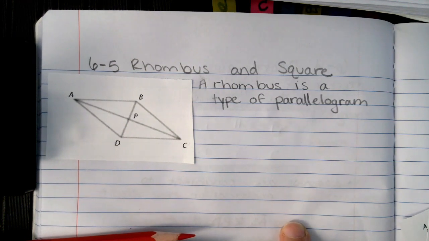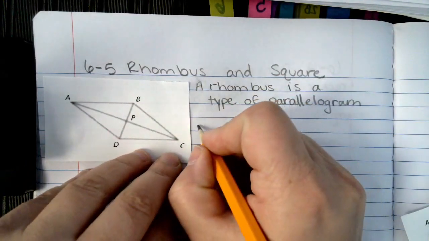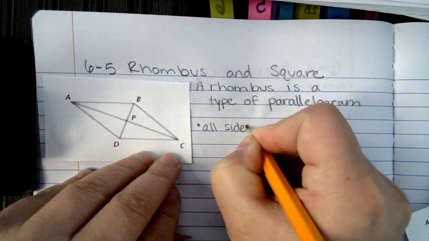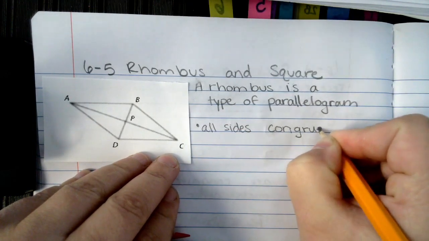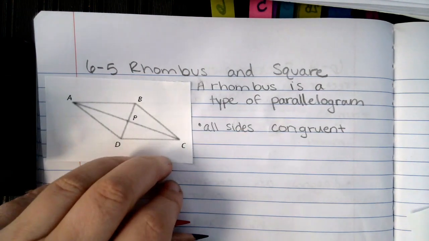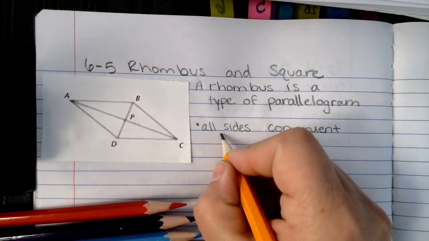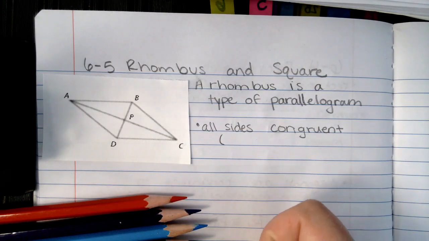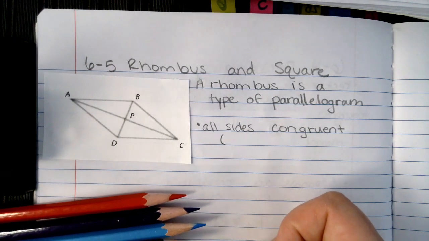Alright, something that we know about a rhombus is that all sides are congruent. Does anyone remember, what do we call a polygon where all the sides are the same? Quadrilateral. Quadrilateral is just four sides. Equilateral.